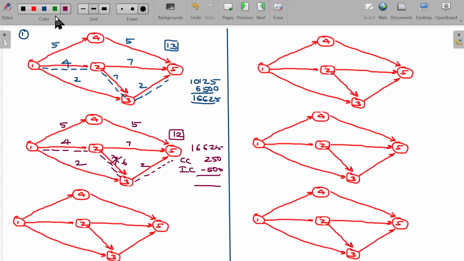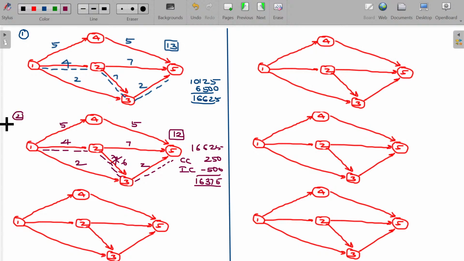What is the ultimate cost? 250 reduced. 16,375. So this is a win-win situation. For the manufacturer, they will finish off and get the cash by 12th date. For the buyer, he gets the goods delivered ahead of 13th date. Okay. Hope now you'll be able to understand the second step.